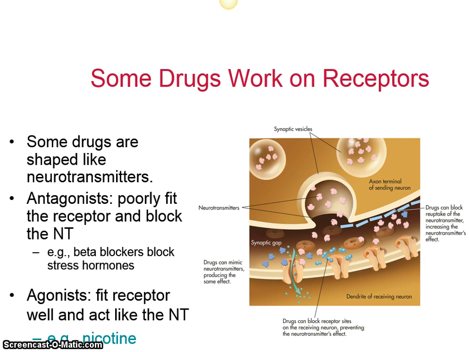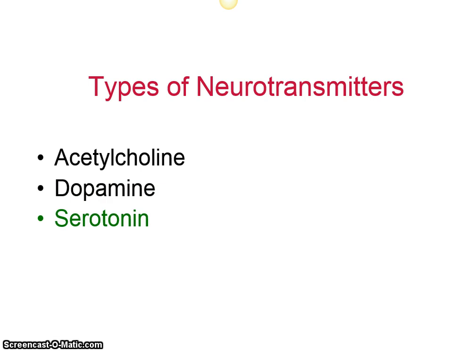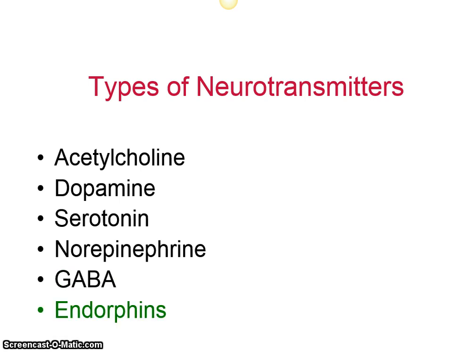If a neurotransmitter does not make it across the synaptic gap and does not bind to the receptor site, it is reabsorbed by the sending neuron in a process called reuptake. Now let's look at different types of neurotransmitters, or chemicals that communicate between neurons. There's acetylcholine, dopamine, serotonin, norepinephrine, GABA. You also have a class of endorphins.